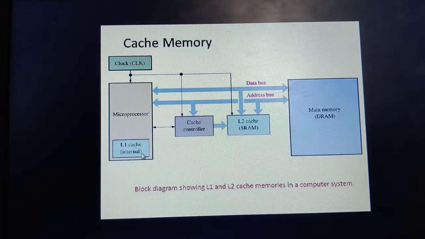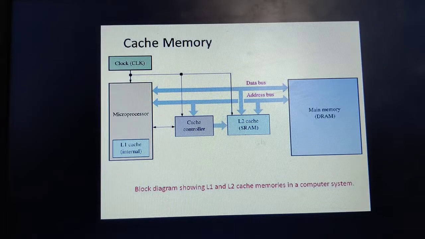So what is this L1? L1 is a kind of cache memory. It is the fastest memory and is smaller in size, and it is placed within the CPU. Usually this L1 cache memory comes with a size of 256 kilobytes. Okay, and next we have the L2 cache memory.